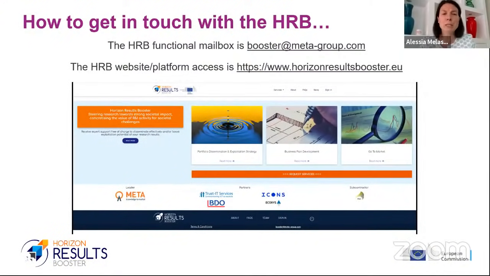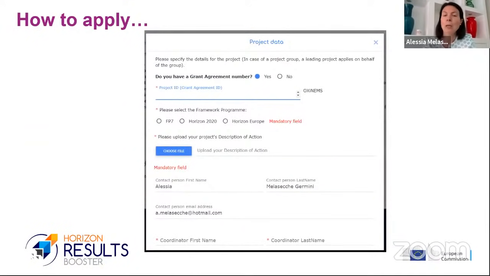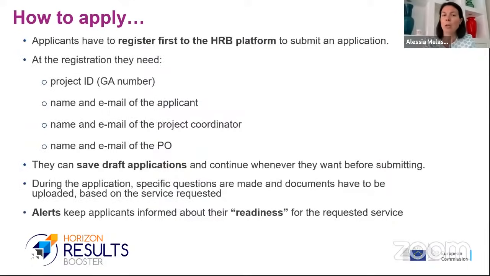How to get in touch with us and how to request the services. There is a functional mailbox, booster@meta-group.com, and there is, of course, the HLB website and platform, and you have the link to access it, and everything is pretty straightforward. How to apply? Again, something very easy. You need, first of all, to register yourself as the applicant in the platform. Then you can fill in and submit your application, and you just need to provide the project ID, and the name and email of the applicant, project coordinator, and PO. You can save draft applications and continue, of course, whenever you wish before submitting.